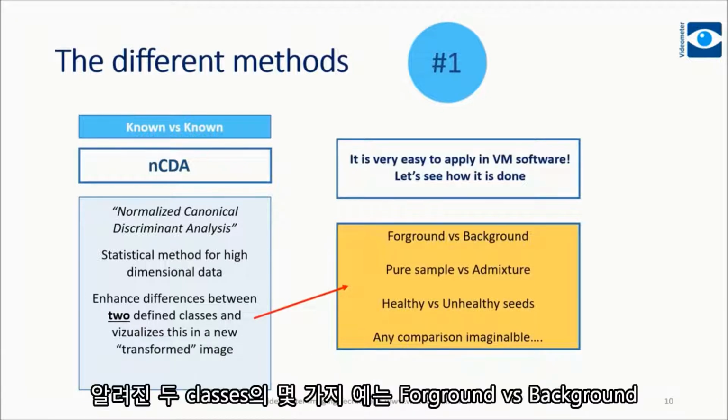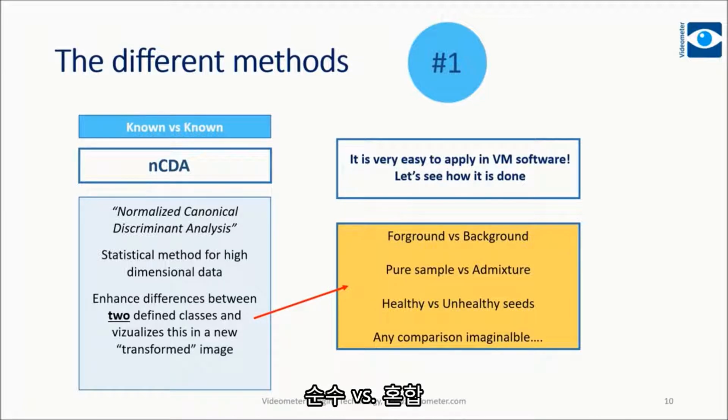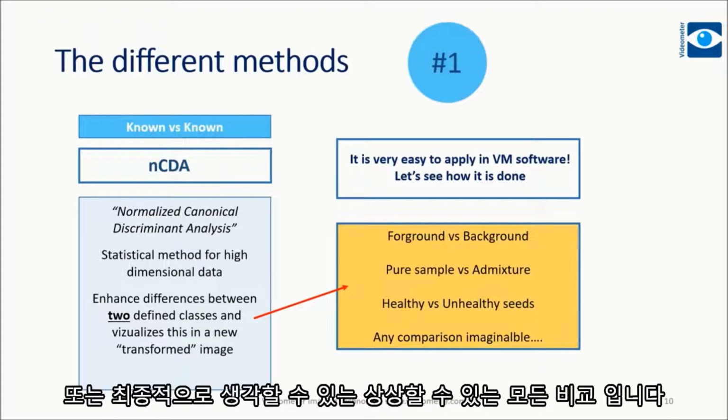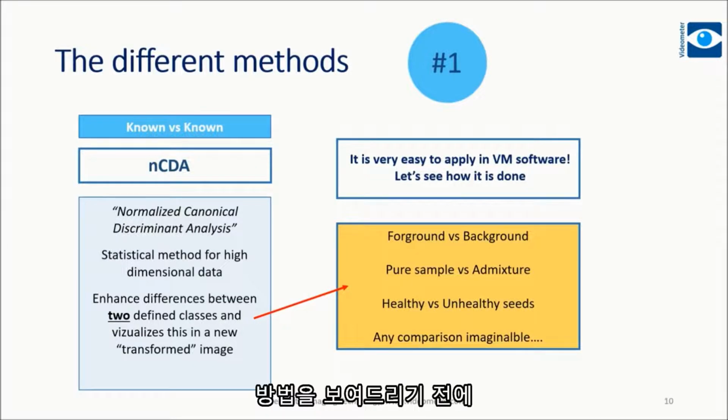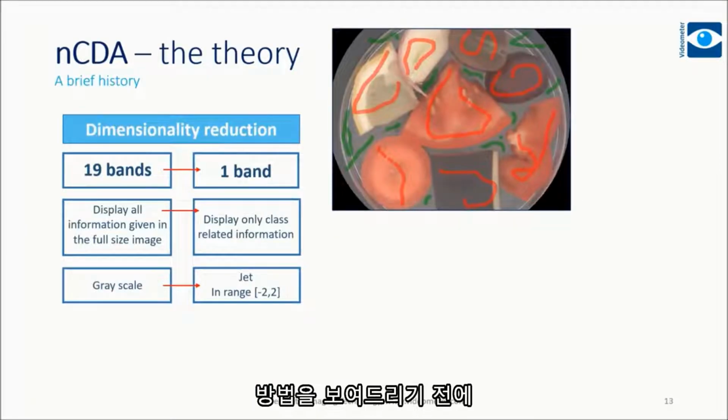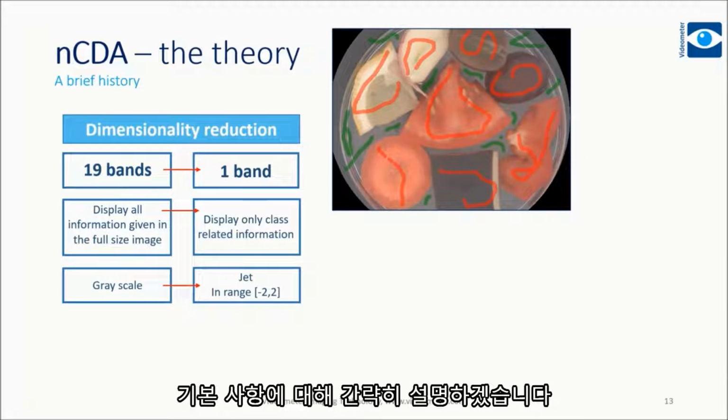Some examples of two known classes could be foreground versus background, pure sample versus admixture, healthy versus unhealthy, or eventually any imaginable comparison that you can think of. Before we show how to do the transformation in the software, we will briefly go over the NCDA basics.